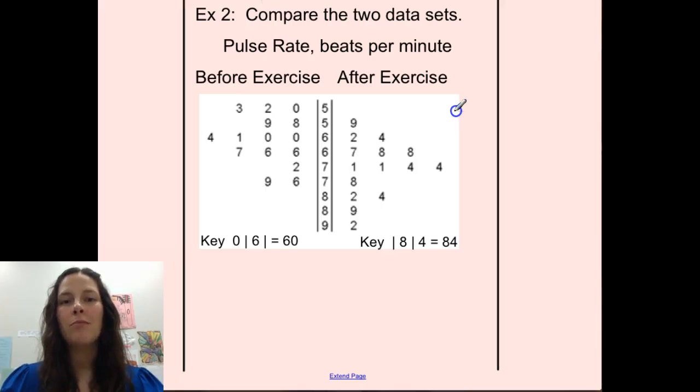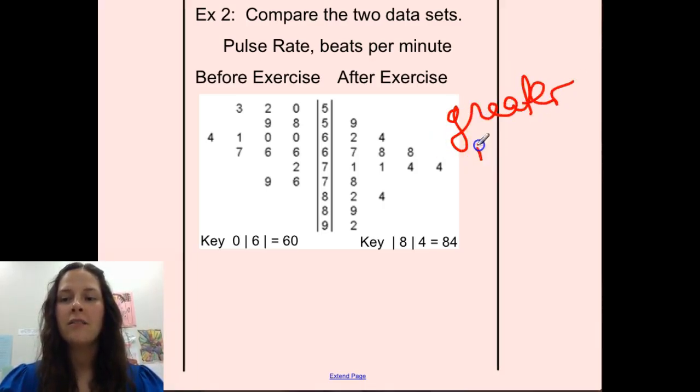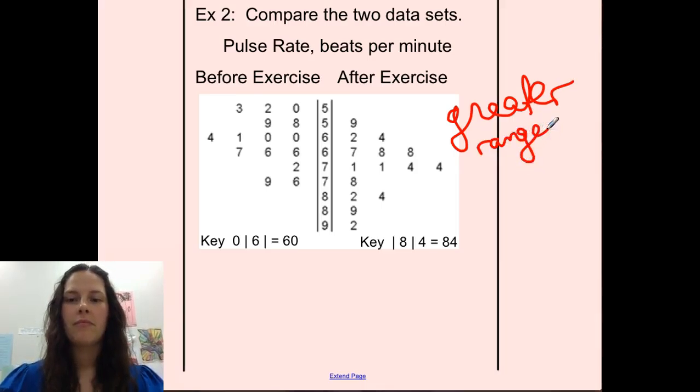Having 2 stems makes the shape a little bit harder to compare because not all of the similar data is in the same row. So for before exercise, note that all of the heart rates are below 80. Obviously, we would expect our heart rate to be higher after exercise. We can still see that after exercise, we have a greater spread or a greater range of data, because the data values go from a higher data value to a lower data value than they do for before exercise. So before exercise, we have data that is more clustered together. Clustered is just when the data set is similar.